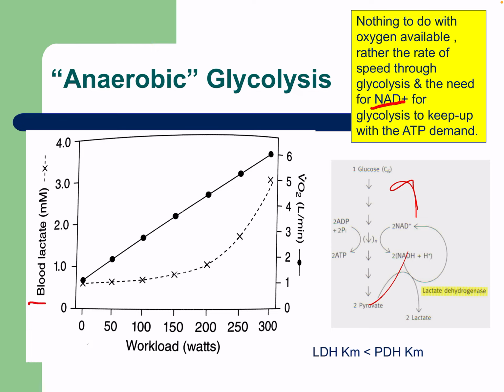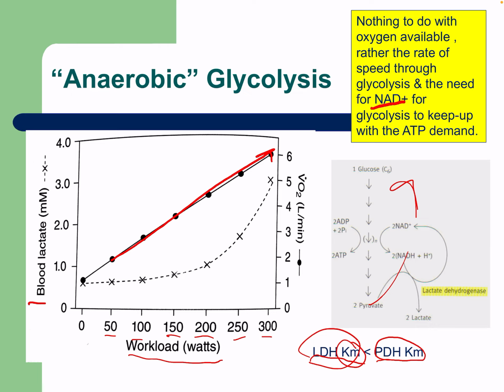Here's blood lactate and workload in watts. As our workload increases in watts, so this is likely a cycle ergometry test or something like that, we can see blood lactate increase exponentially. Again, the Km of lactate dehydrogenase is less than that of pyruvate dehydrogenase. Essentially, lactate dehydrogenase has a lower threshold, so it will be active quicker.